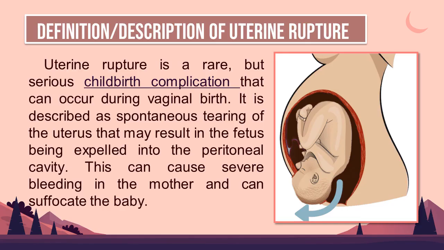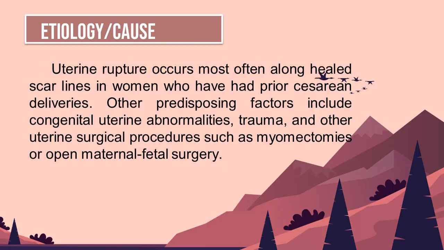Definition: uterine rupture is a rare but serious childbirth complication that can occur during vaginal birth. It is described as spontaneous tearing of the uterus that may result in the fetus being expelled in the peritoneal cavity. This can cause severe bleeding in the mother and can suffocate the baby.